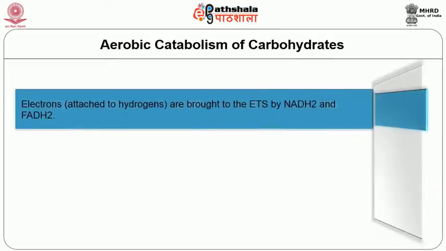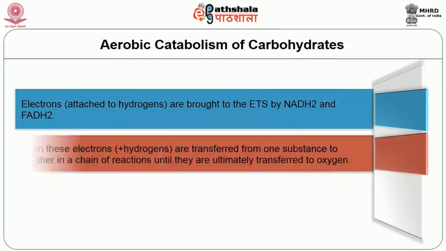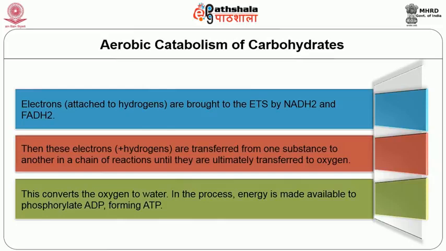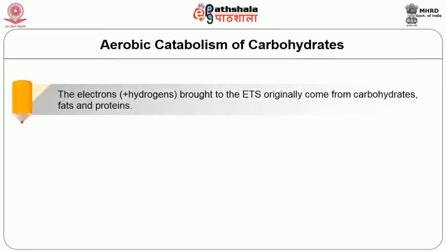Electrons are brought to the ETS by NADH2 and FADH2. Then these electrons are transferred from one substance to another in a chain of reactions until they are ultimately transferred to oxygen. This converts the oxygen to water, and in this process energy is made available to phosphorylate ADP, forming ATP. The electrons brought to the ETS originally come from the carbohydrates, fats and proteins.